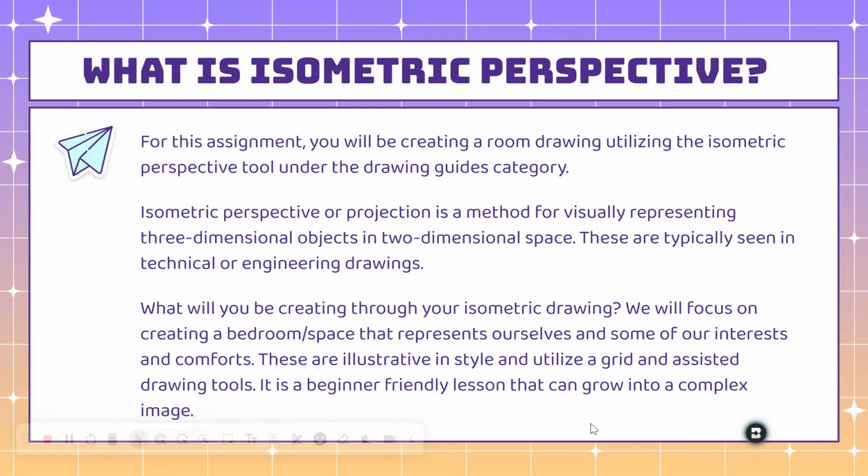So, introduction. For this assignment, you'll be creating a room using the isometric perspective tool under the drawing guides in Procreate. There are a lot of different drawing guide options on there. It's within the perspective one where you can also find the symmetry tool, 2 point perspective. It's a great little tool to use. If you were in JSA 1 last year, then you used this for our book project.